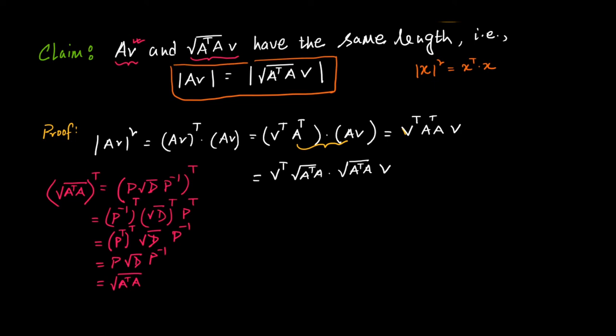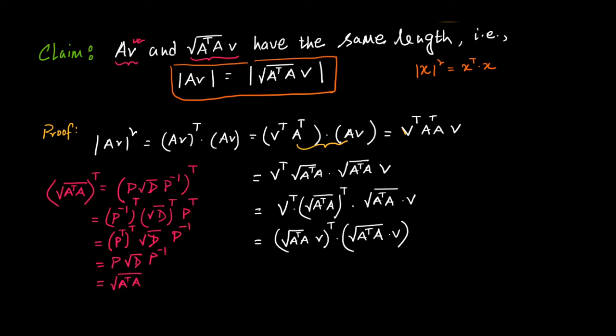So if I apply this finding in this calculation, I can write this as V transpose into square root of A transpose A whole transpose into square root of A transpose A into V. Now again, by associativity and the property of transpose of a matrix, we can write this as square root of A transpose A V whole transpose into square root of A transpose A into V. Now, can you tell me by this definition what I can write about this? Absolutely correct. I can write this as mod of square root of A transpose A V whole square.